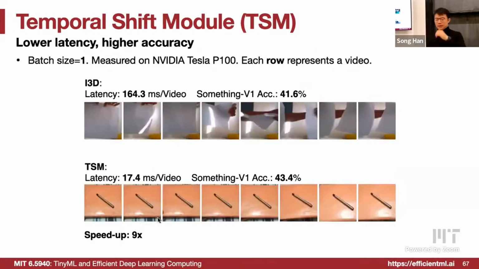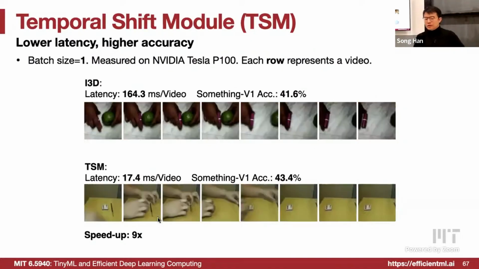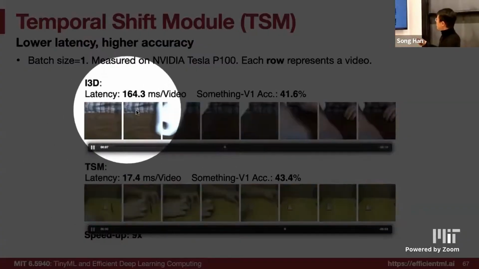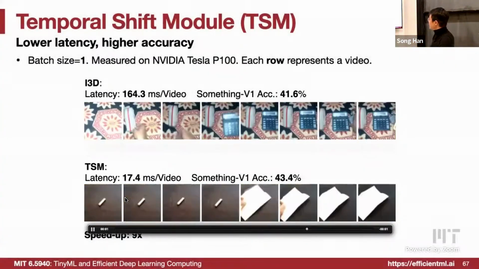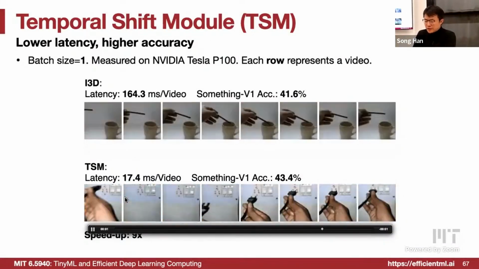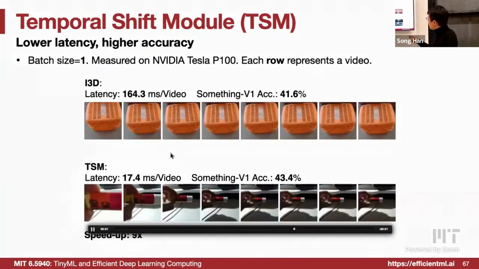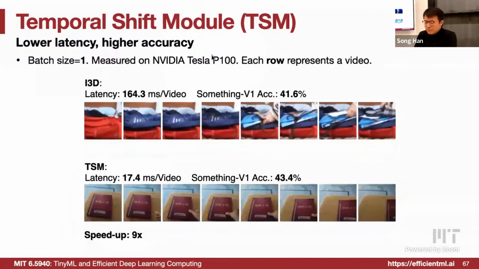Okay. And this is comparing the latency, using 3D convolution on the top, about 164 milliseconds per video. But now it's much faster, about 17 milliseconds per video. About 9x speed up. At that time, we were still using P100. This is published in 2019.